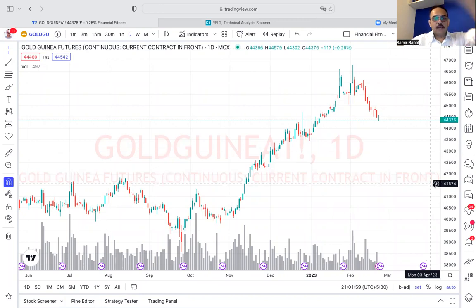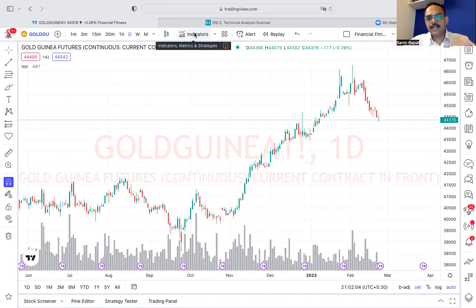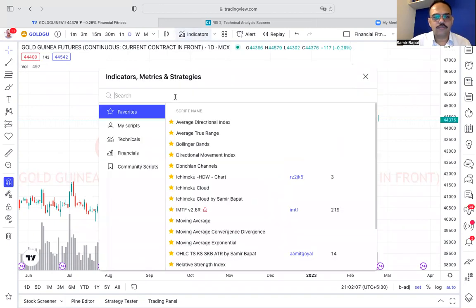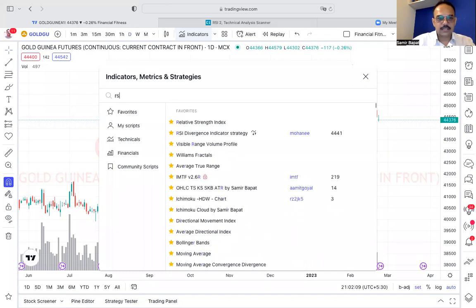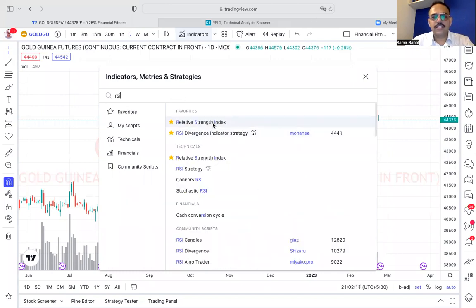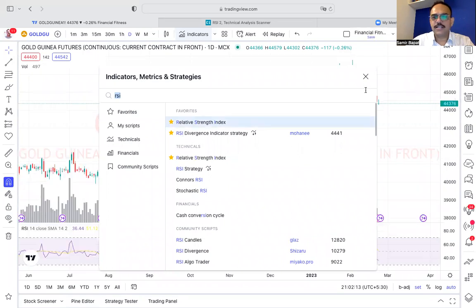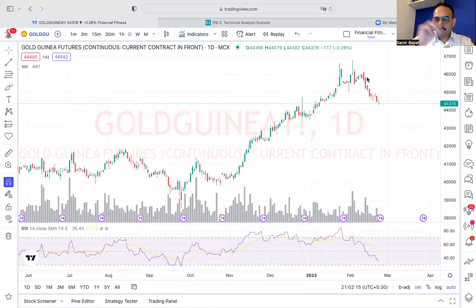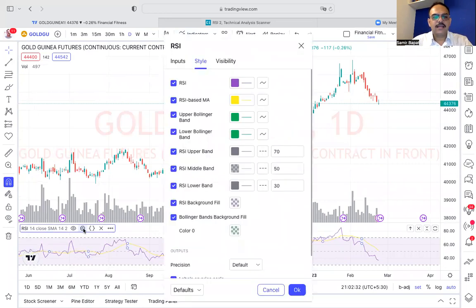First thing, we have to put the indicator on the screen. So we will put RSI, the relative strength index. We will select this relative strength index here. Step number 2, we will go to the bottom left, where there is a settings button. If I keep my mouse on that, it shows as settings. I'll press the settings.